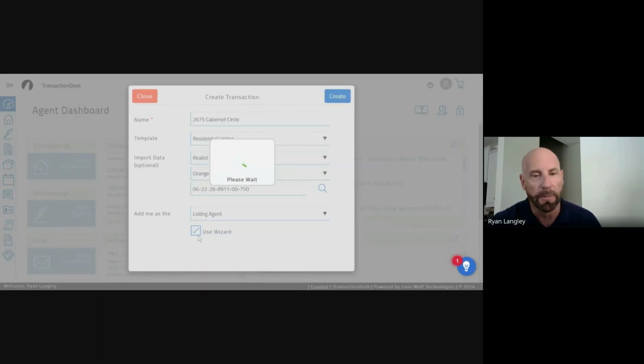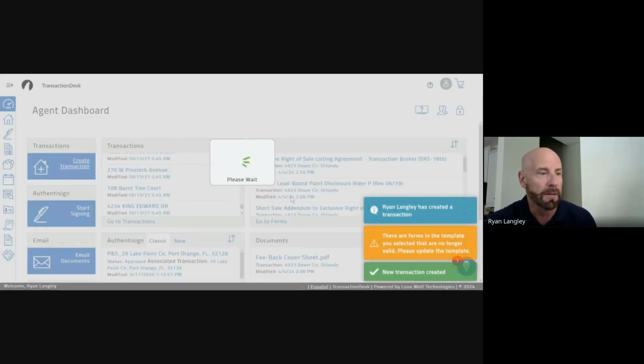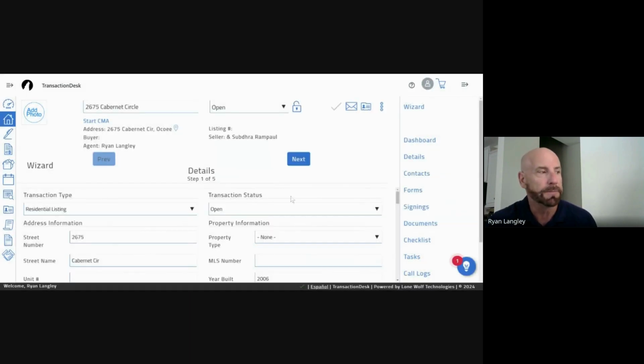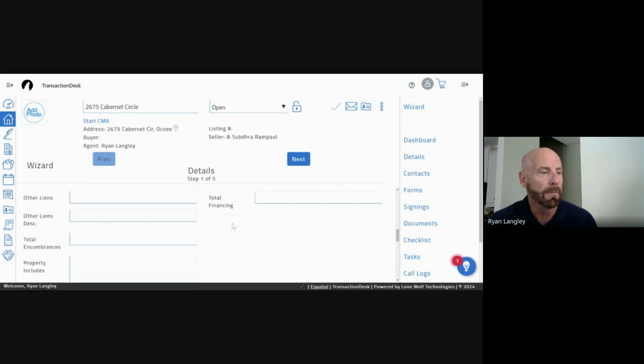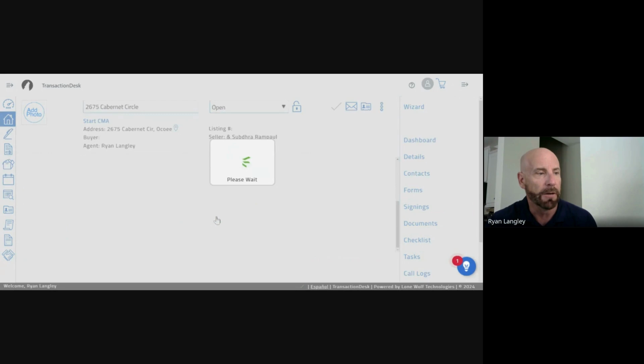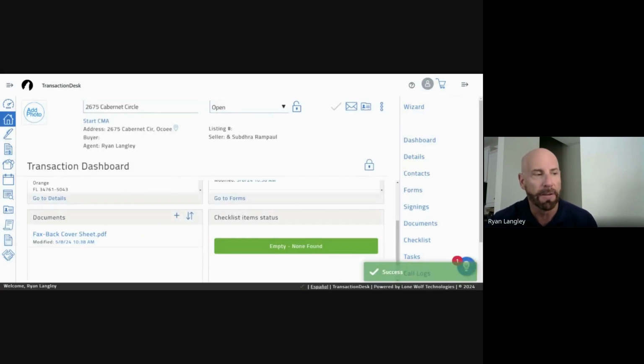We're going to create this. We did use Wizard, but we don't really need to. I'm not going to do any of this stuff. The reason you want to do this is because it's going to fill in all of the legal stuff. Okay, there it is. We're just going to save and exit from here. You can put in the listing price and fill that kind of stuff out right then. I'd rather just do it on the form.